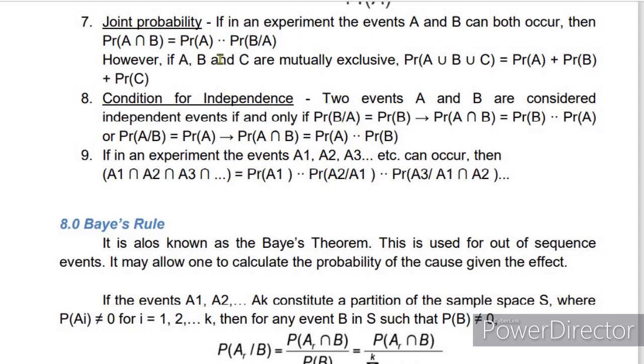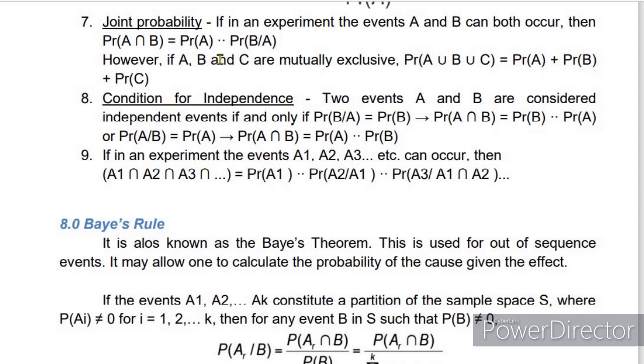However, if A, B, and C are mutually exclusive, meaning they are separated, there is no intersection, the probability of A union B union C is equal to the probability of random variable A plus the probability of random variable B. We will just add them. Okay? If they are mutually exclusive. If they are joint probability, we will multiply them. Then if they are mutually exclusive, we will just add them or get their sum. Okay? The sum of their probability.